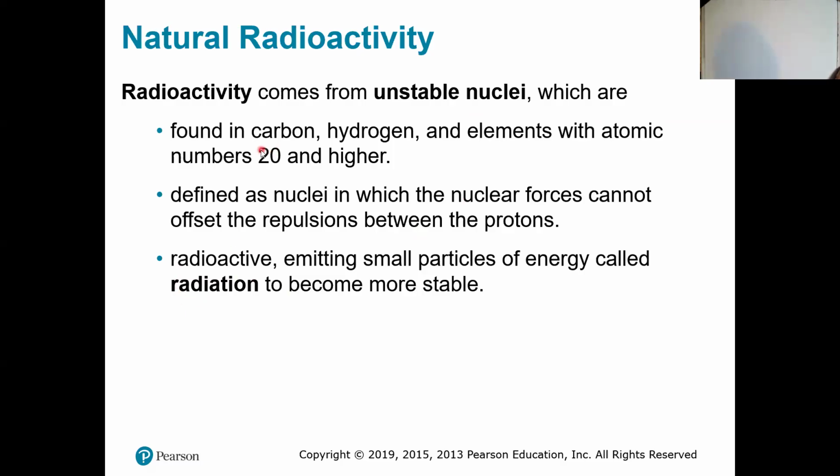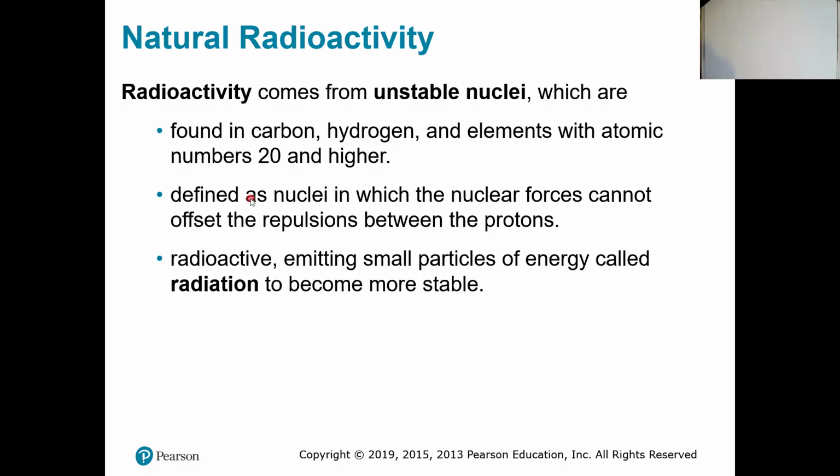You'll find unstable nuclei in a lot of different elements. A lot of different elements can have isotopes that are radioactive while other isotopes are stable. Carbon and hydrogen are two elements that are on the smaller scale that have radioactive nuclei in certain isotopes. But we see a lot of the radioactive elements occur with elements that have an atomic number of 20 or higher. The lower in atomic number that our elements are, the more stable they are in general, although obviously there are some exceptions to that.